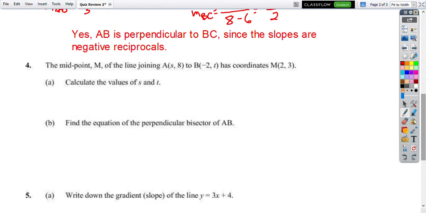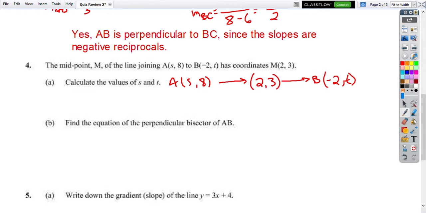Okay. So, second one, we're going to find the values of s and t. So remember, we can use a leapfrog for this. So A has coordinates (s, 8). M is next, so that goes over here, and that has coordinates (2, 3). And that goes on to the next point, which is B, and that has coordinates (-2, t).